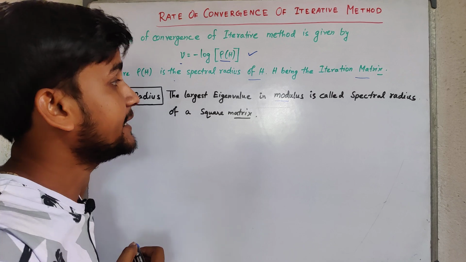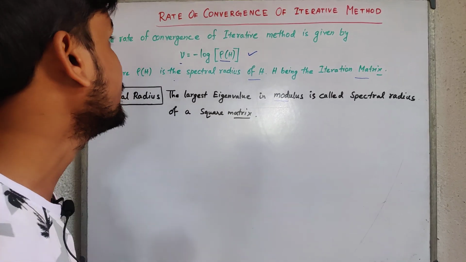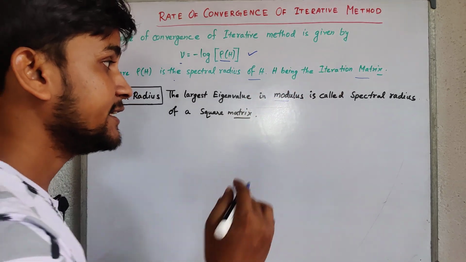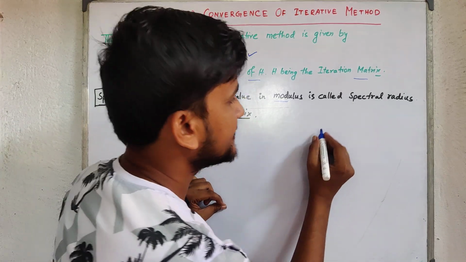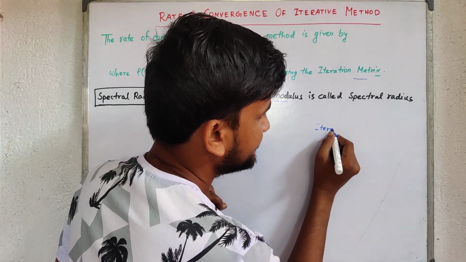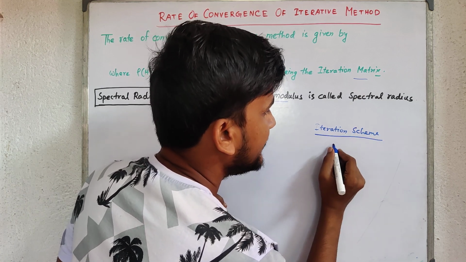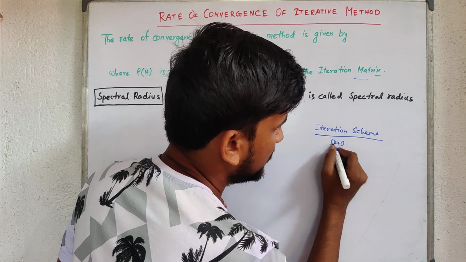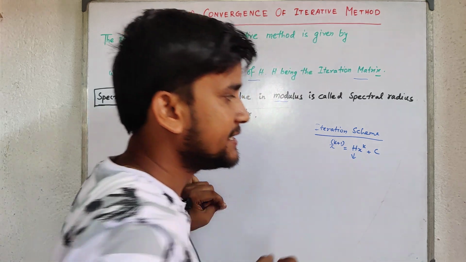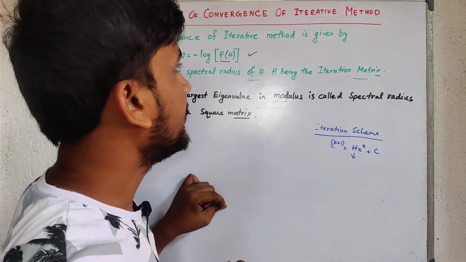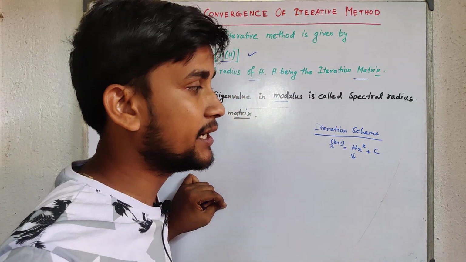Let us take an example first to understand this definition, and how we can calculate it if a question comes in the exam to find the rate of convergence of iteration methods like the Gauss-Seidel method or Gauss-Jacobi method. First you see what the iteration scheme is. We all know that the iteration scheme is x to the power k plus 1 equal to H x to the power k plus c. Here H is the iteration matrix. And how can we calculate this iteration matrix for the Gauss-Seidel method and the Gauss-Jacobi method?